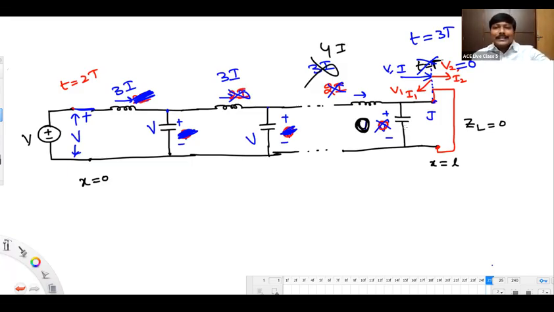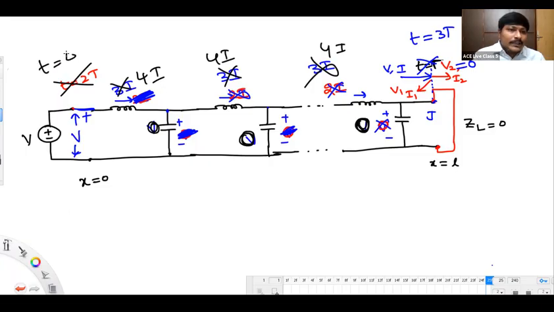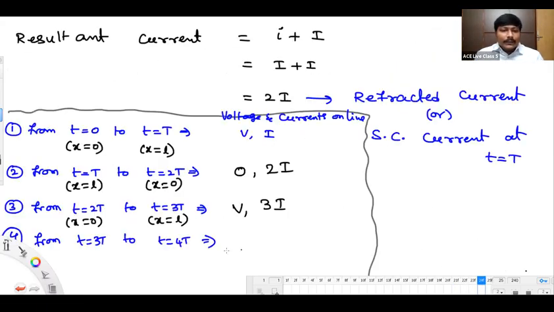Because of the energy exchange, current will become 4I. Voltage will fall down to 0, and we'll reach the point x equals 0. This time you can say it is 4t0. So starting from the time 3t0 to 4t0, voltage is falling down to 0 and current is becoming 4I.